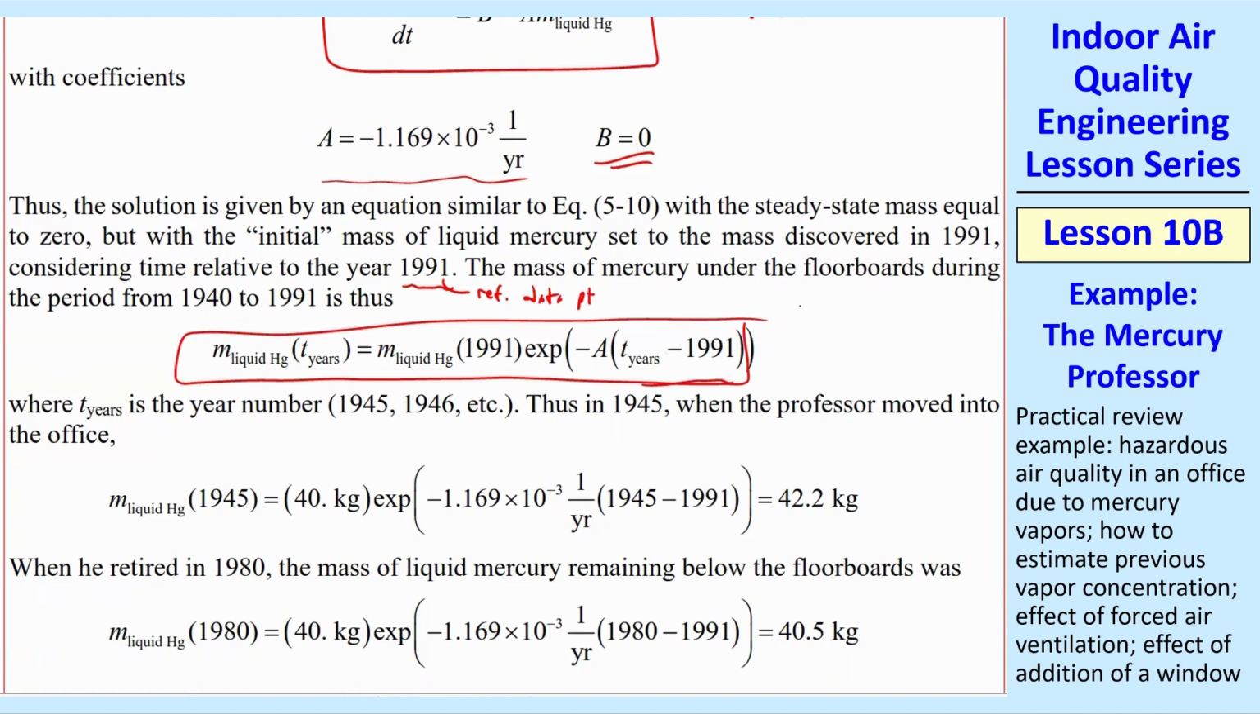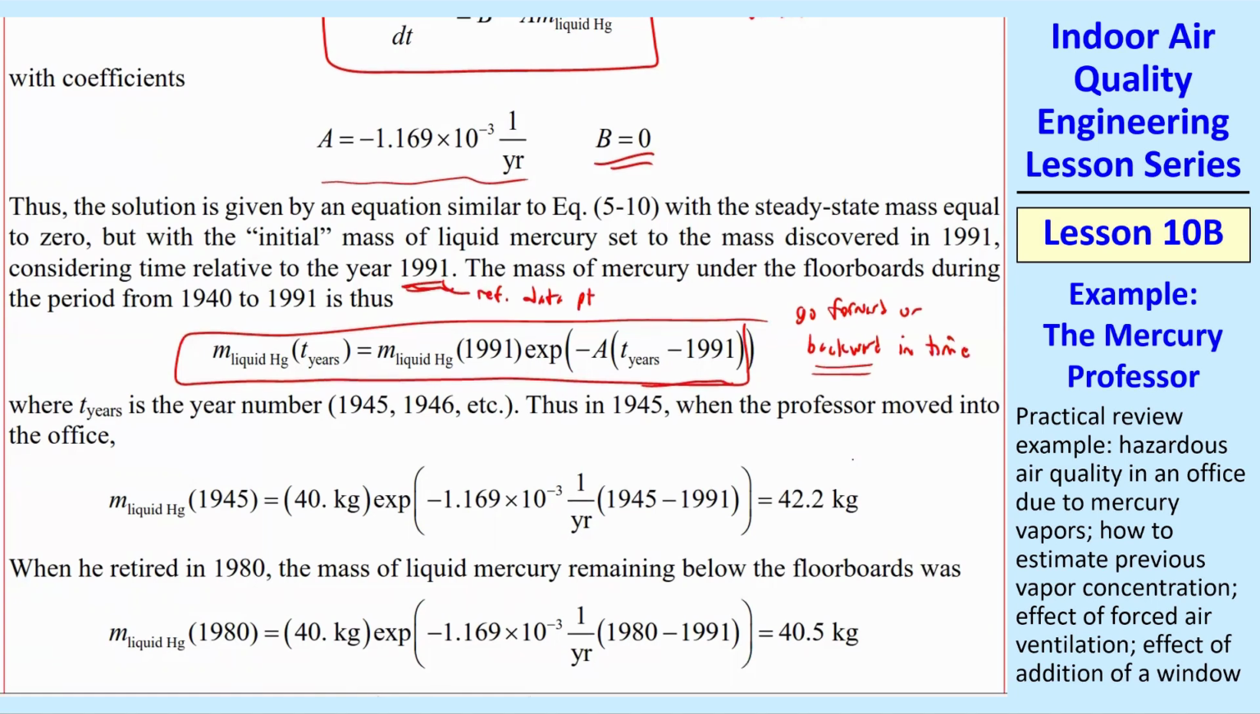But the key is that you can go forward or backward in time. We're used to only going forward in time with all our other examples. Well, we have to actually go backwards because he was in this office from 1945. So we go backwards in time. We have to go back to when he was in the office. The equation's still valid. So that's the important equation.